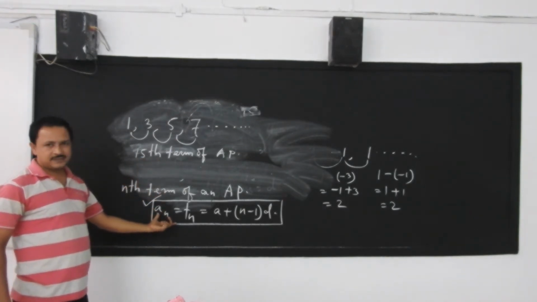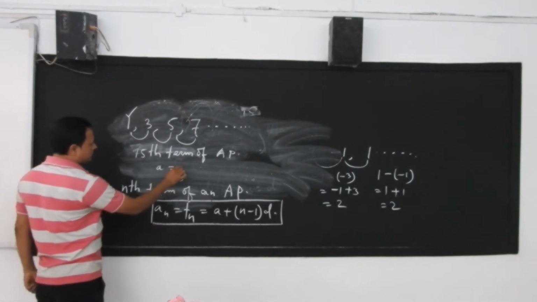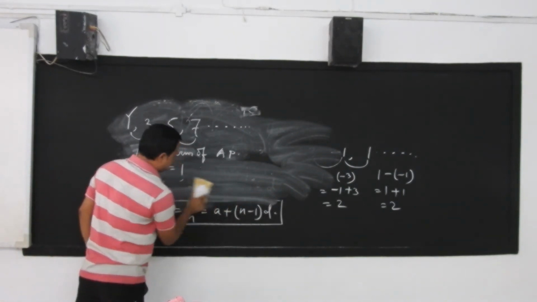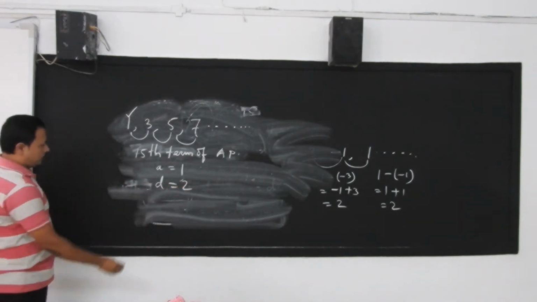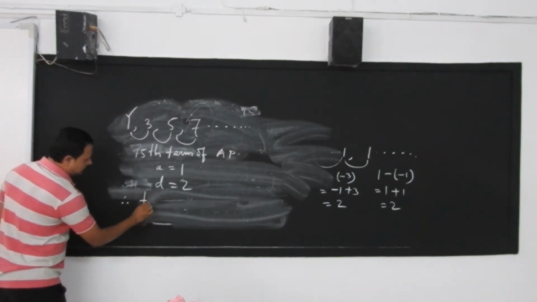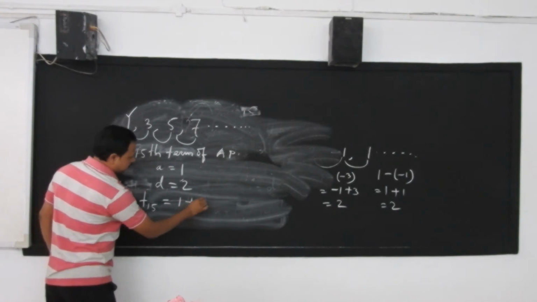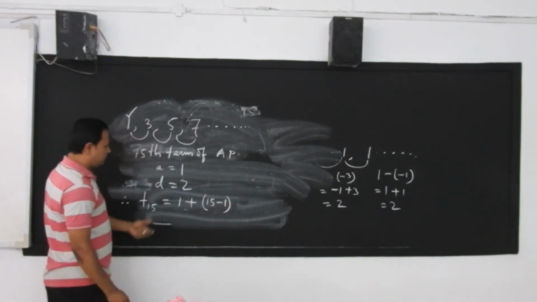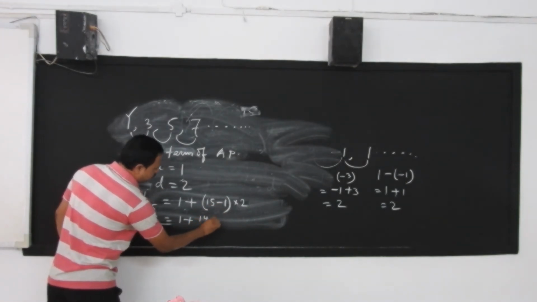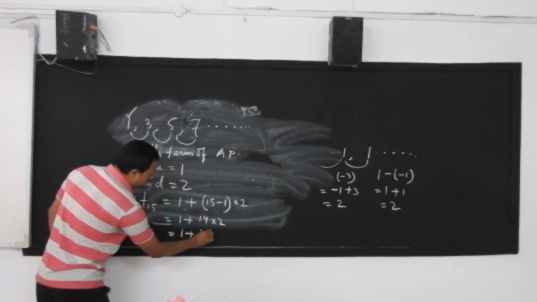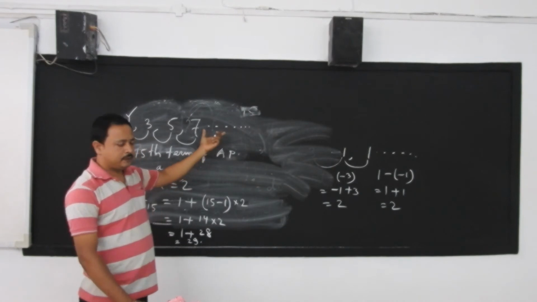So we can use the formula for the general term of this AP. Here, from this AP we know a is equal to 1, the first term is 1, and the common difference d is equal to 2. Therefore T15, the 15th term of this AP, will be 1 plus (15 minus 1) into d. d means 2. So 1 plus 14 into 2, which is 1 plus 28, that is 29. So the 15th term of this AP is 29.